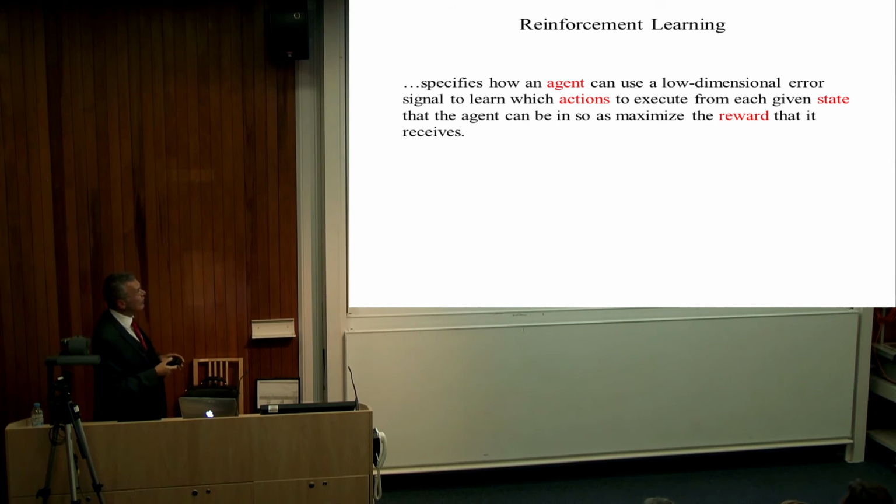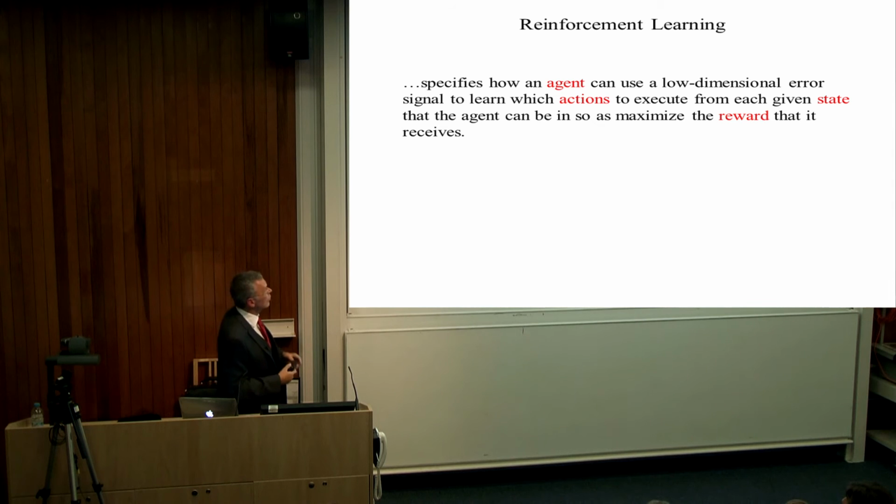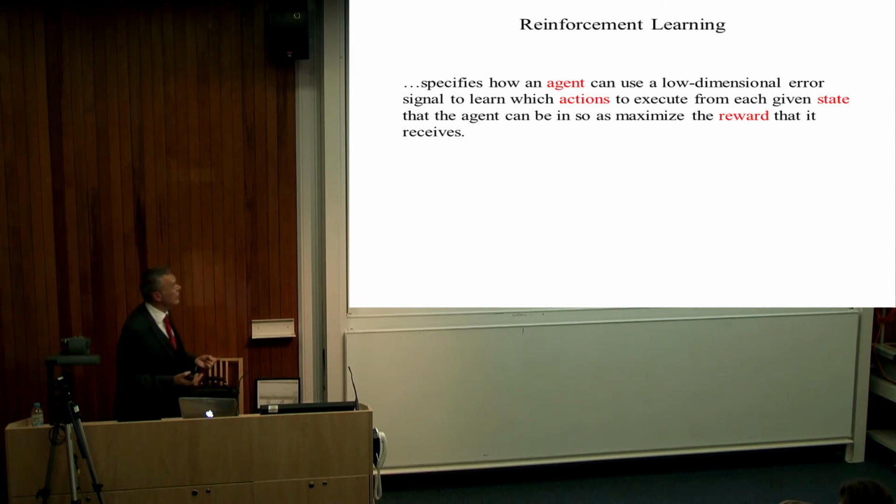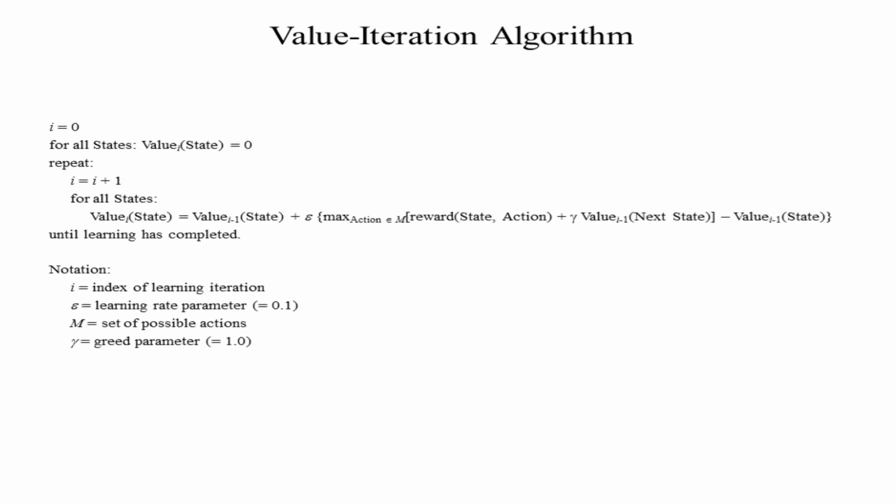So it specifies how an artificial agent, and in our case it's a reading agent, can use a low-dimensional error signal to learn which actions to execute from each given state so that the agent can learn to maximize the reward or minimize the punishment that it receives. Okay? And we used a very plain, vanilla, simple version of this, something called the value iteration algorithm. And I'm going to walk you through this with a concrete example. Hopefully it'll be understandable.